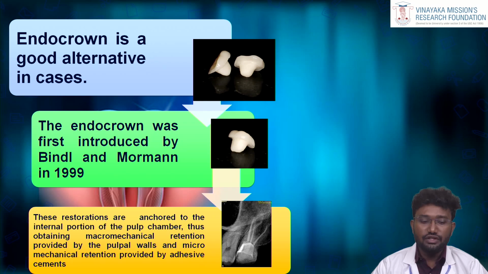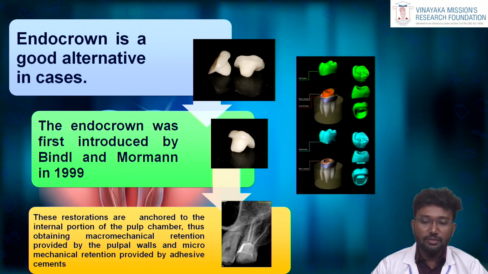The endocrown was first introduced by Bindl and Mormann in 1999. These restorations are anchored to the internal portion of the pulp chamber, thus obtaining macromechanical retention provided by the pulpal walls and micromechanical retention provided by adhesive cements. What they are trying to say by this definition is that the main retention of endocrowns is mechanical, and they are cemented by luting cements. The macromechanical retention is provided by the pulpal walls.